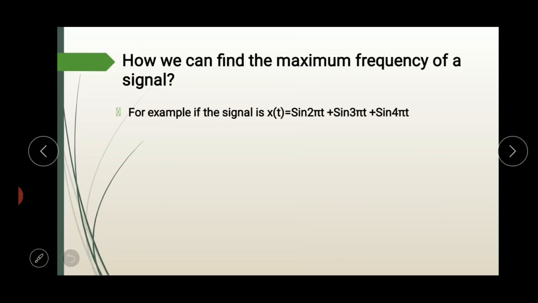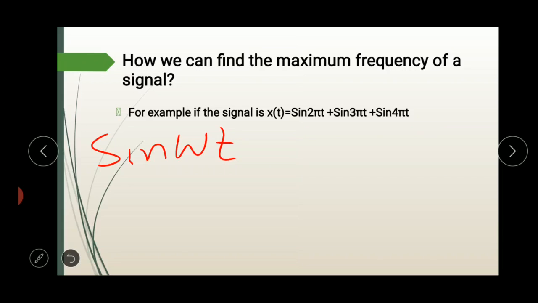Next, how can we find the maximum frequency of a signal? If a signal contains various frequencies, how do we find the maximum frequency? For example, if this is the signal, sin 2 pi t plus sin 3 pi t plus sin 4 pi t, three frequency components are present. We know that sin omega t is the representation of all of these.